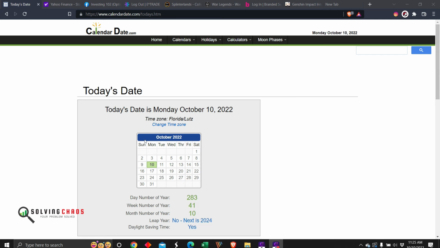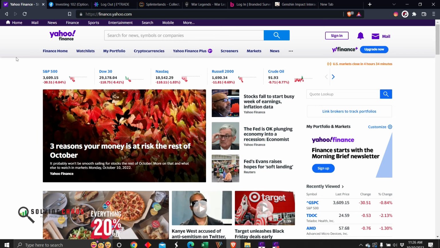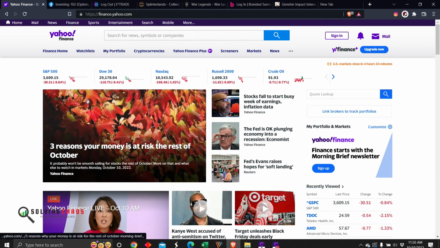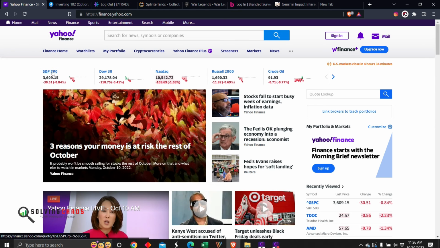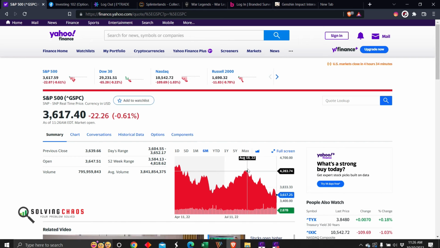Today is October 10th, 2022. This is week number 41. So let's take a quick look at what's going on in the stock market. It is pointing red right now. And I just want to let you know that the market has been downtrending for about 8 weeks or so. If you look at this, the last 2 months have been pretty rough.